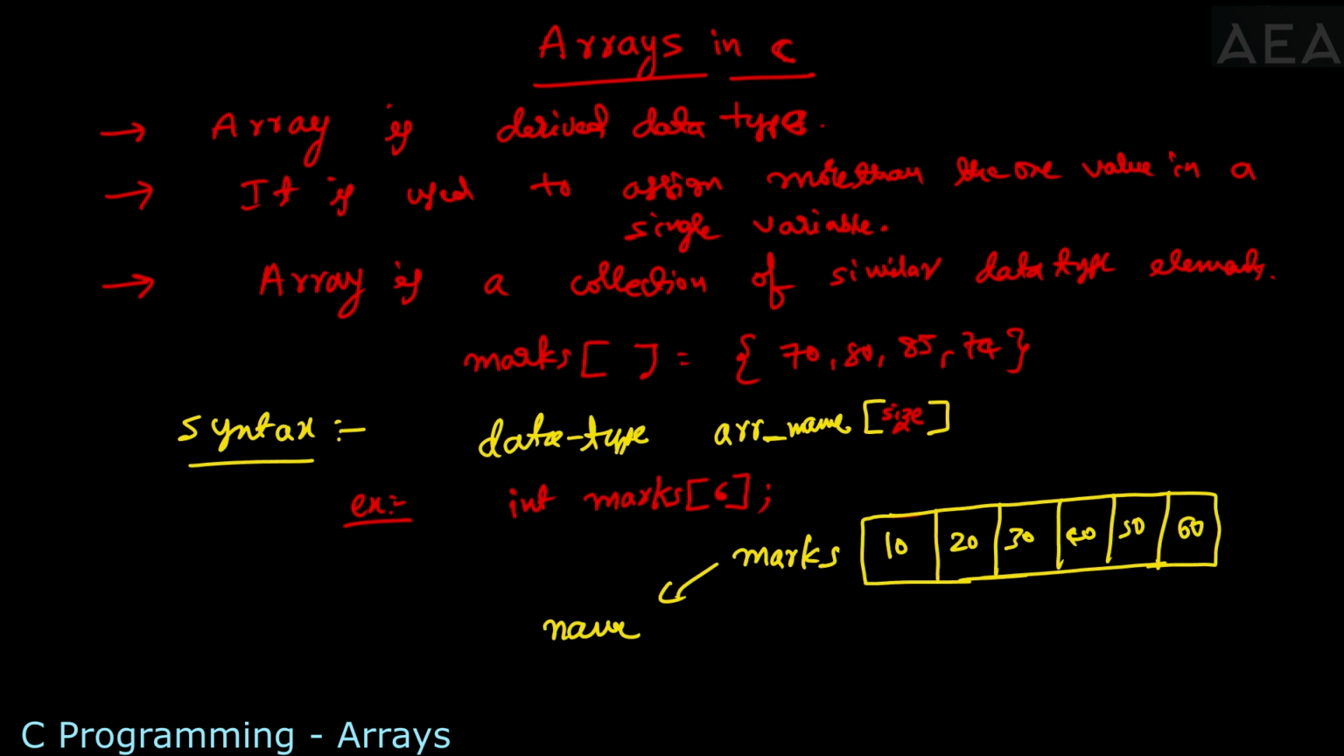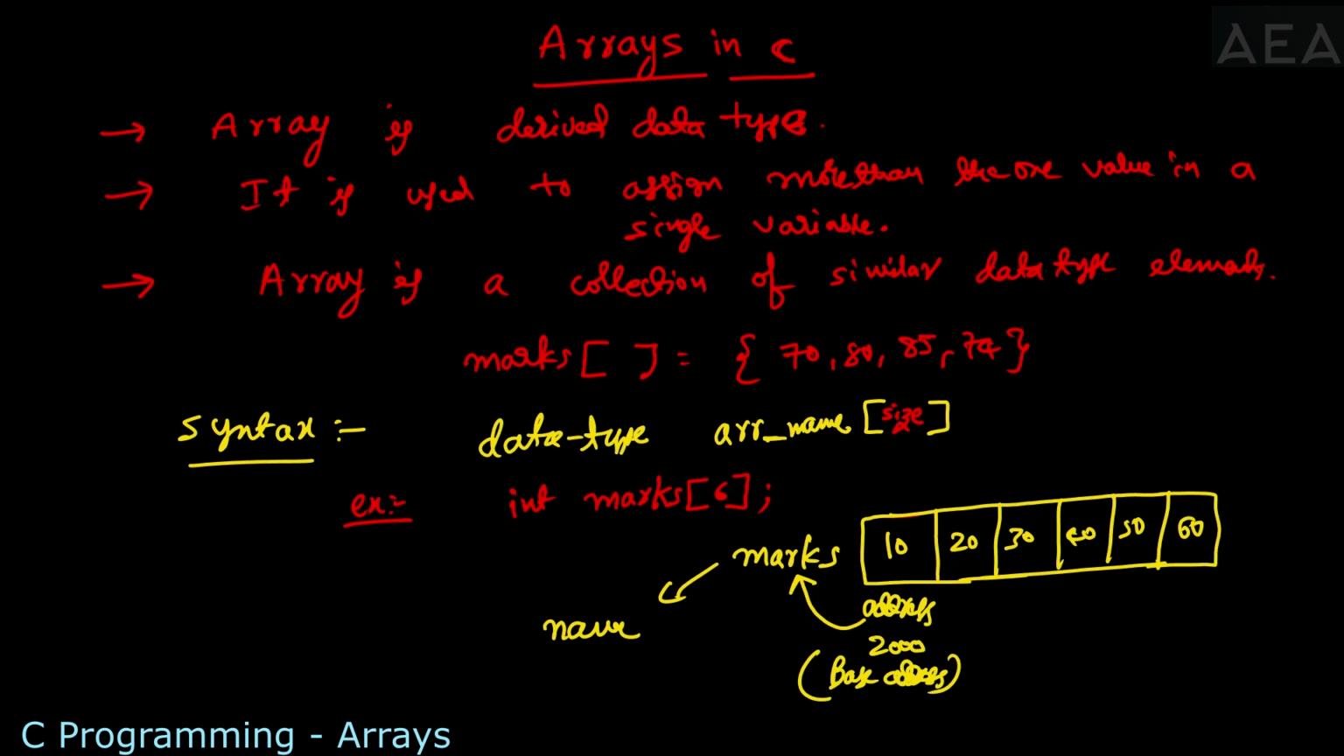This array is allocated in memory and starts from a particular address. Let us assume this address is 2000. Whatever the address, it is stored into the name of the array, marks. So the value of the marks variable is the address of the array. This address is also called the base address, the starting address of the array.